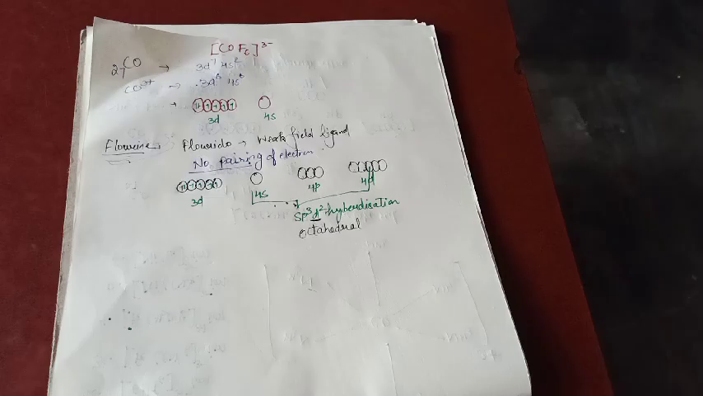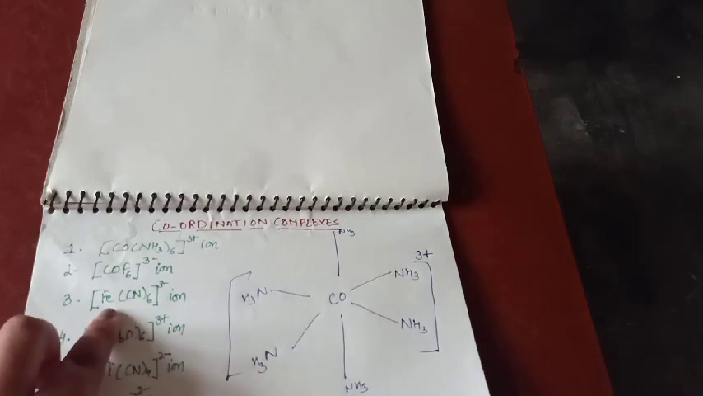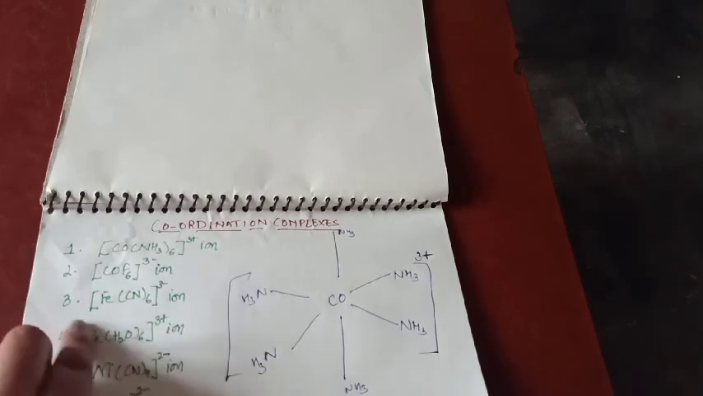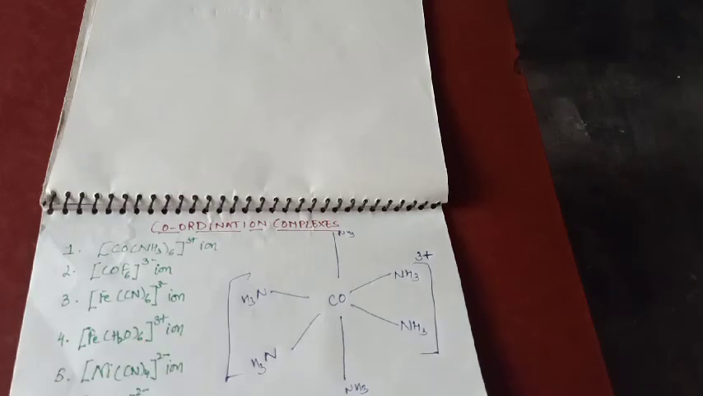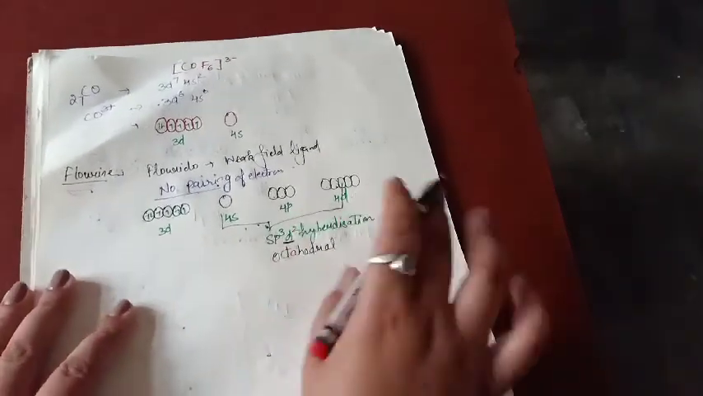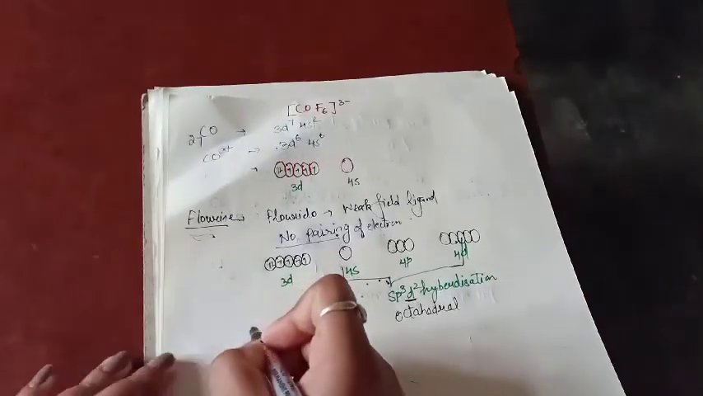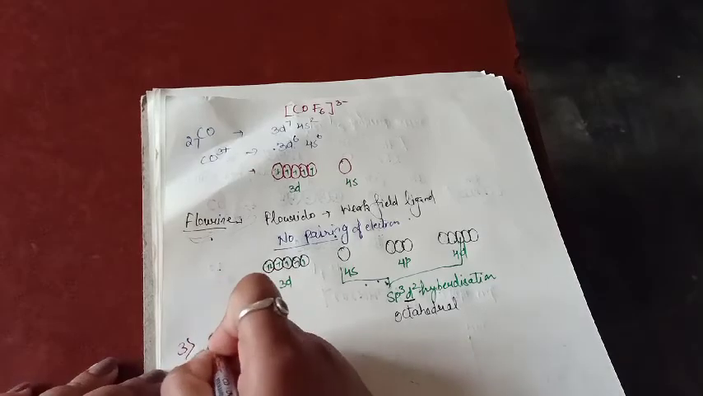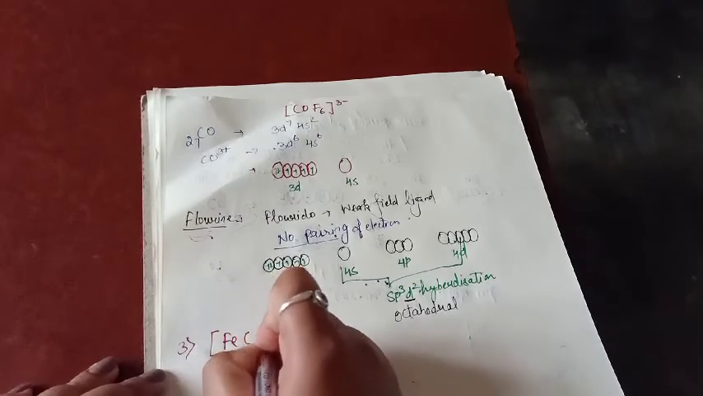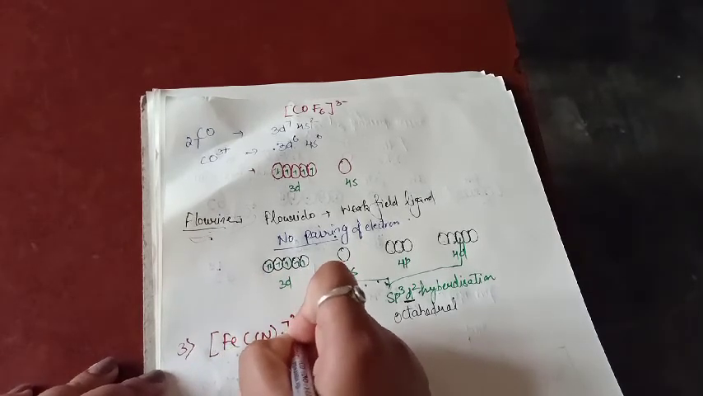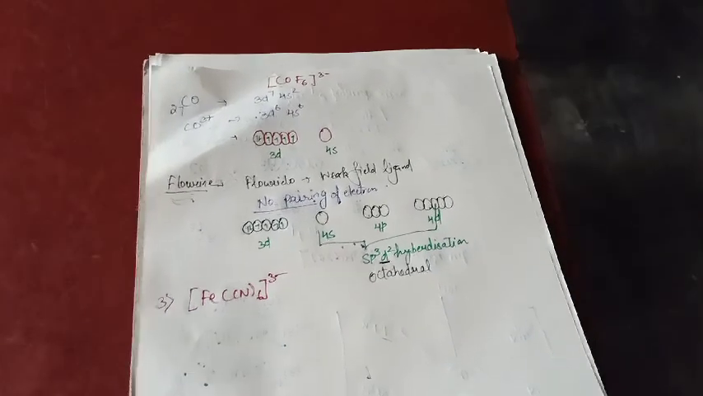Okay, so the next example I'm going to discuss will be this one, [Fe(CN)6]3-. Again this will be hexacyanoferrate. Why will it be ferrate? Because the complex is negatively charged, ferrate 3. So this will be the next example we are going to discuss. Okay, see the third example, [Fe(CN)6]3-. Hope so it will be clear to you.